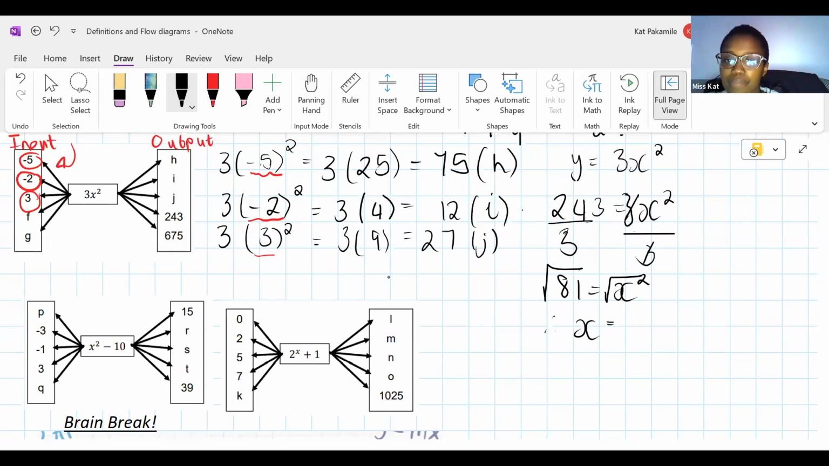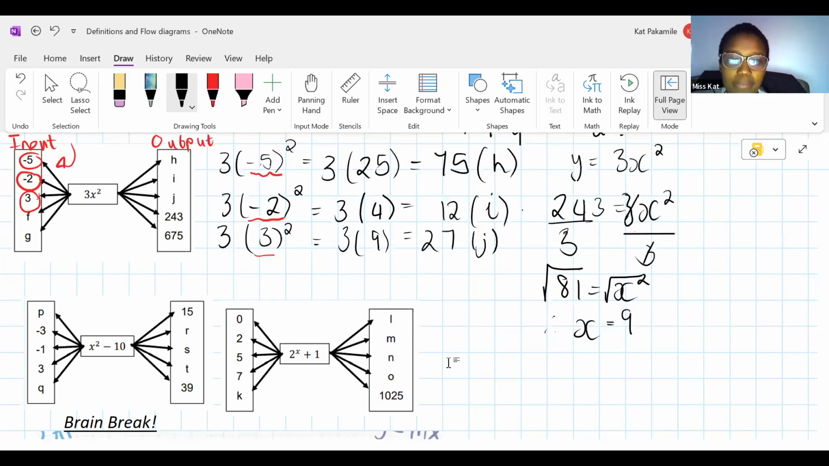It's 9. Do you see, Eddie? Yes, thank you, ma'am. Instead, if they give you the outputs, then you substitute it at the output part. If they give you the inputs, then you substitute it in the input part. That's what we're doing.